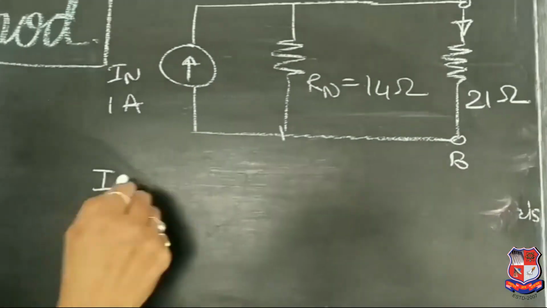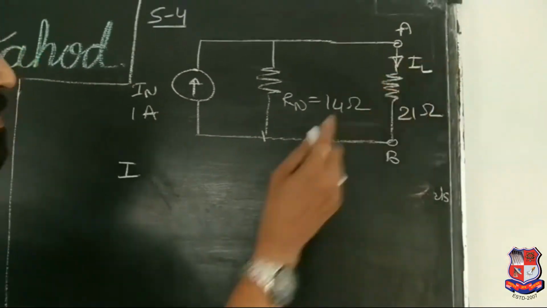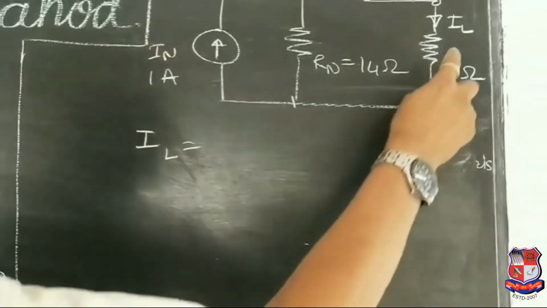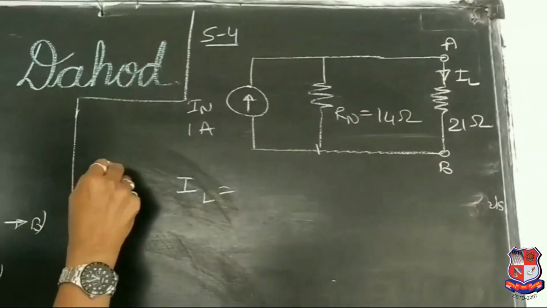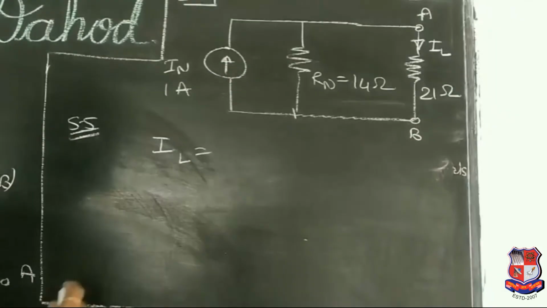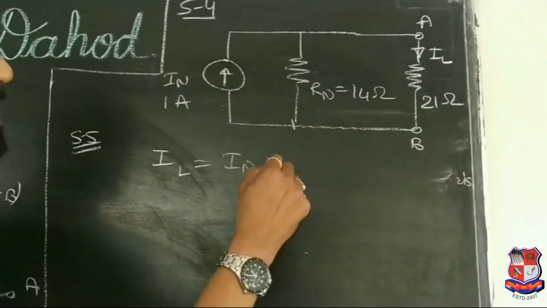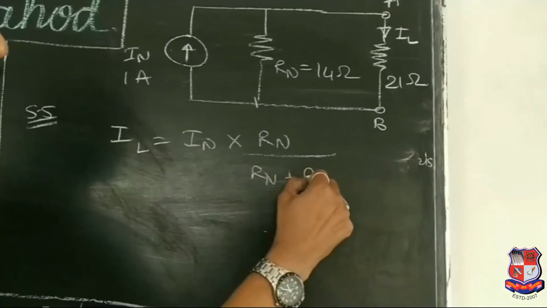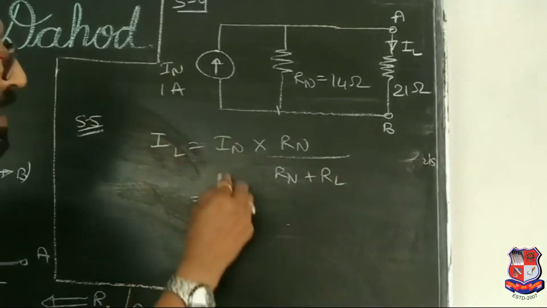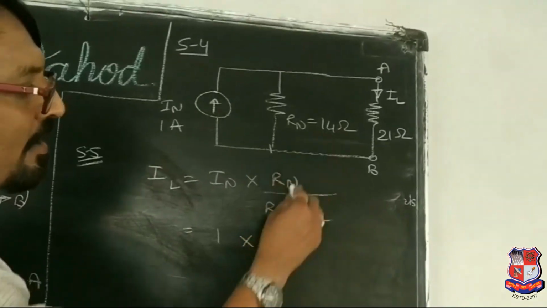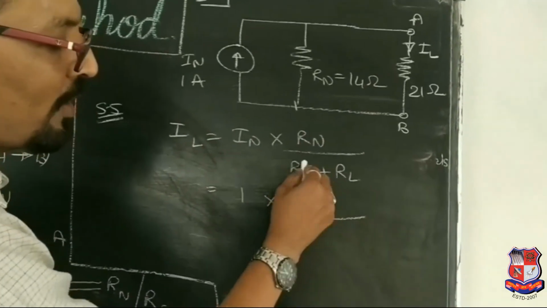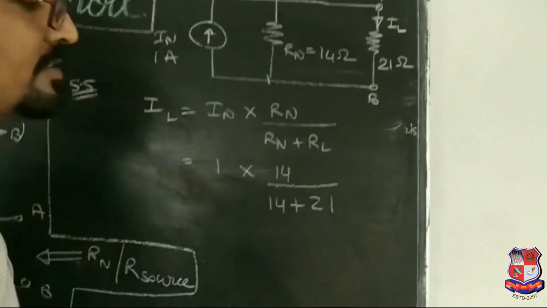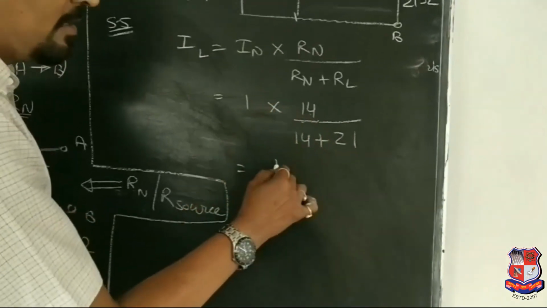Now, how to calculate the load current IL? Again we have to use the current division formula to calculate the load current IL. That is our step 5. Now IL equals I Norton multiplied by R Norton, whole divided by R Norton plus RL. Now what is the I Norton? 1 ampere. What is the R Norton? That is 14 ohm. And what is the load resistance? 21 ohm.